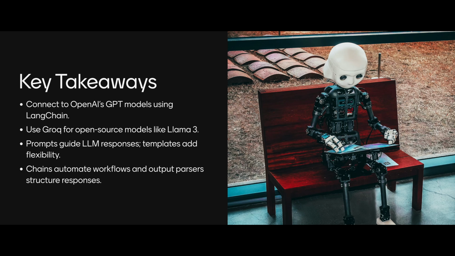Let's quickly summarize what we have covered today. You can connect to the OpenAI GPT model using LangChain for seamless API-based interaction. Groq provides access to open source models like Llama 3 and Mistral, making it cost effective for experimentation. Prompts guide how an LLM responds, while prompt templates add flexibility by allowing dynamic input. Chains help to automate the workflow by connecting multiple tasks, and output parsers structure the response for easier processing. With these tools, you are now ready to start building practical GenAI applications.